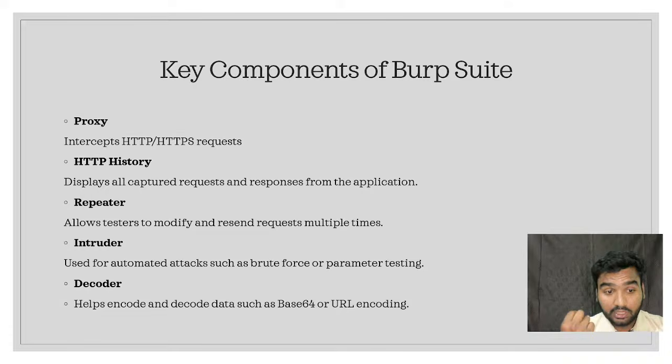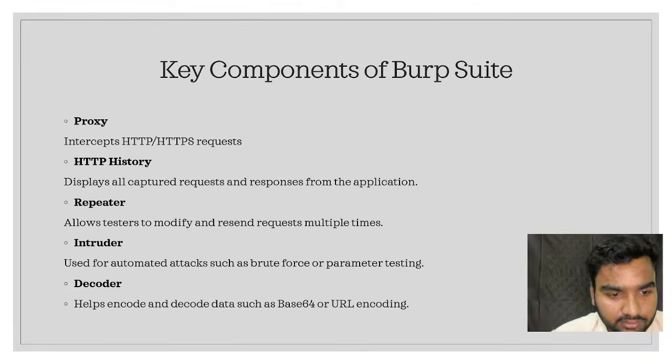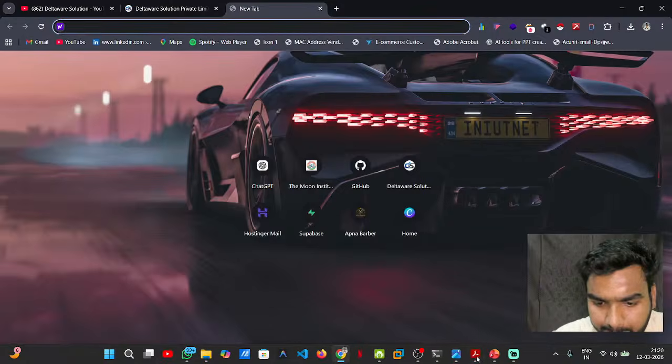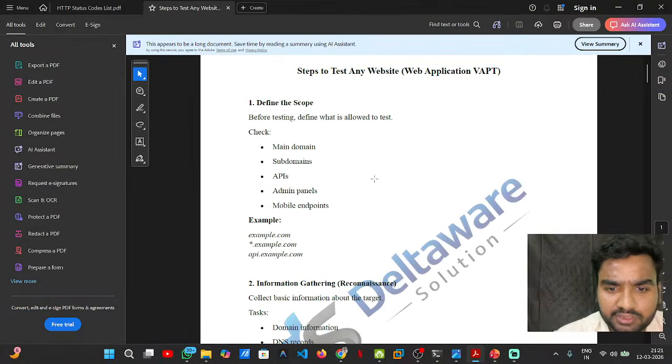Okay, and next one is Intruder, used for automated attacks such as brute force or parameter testing. Decoder helps encode and decode data such as base64 and URL encoding. Okay, these are some key components of Burp Suite, and let me show you some other important things which are useful to you guys.